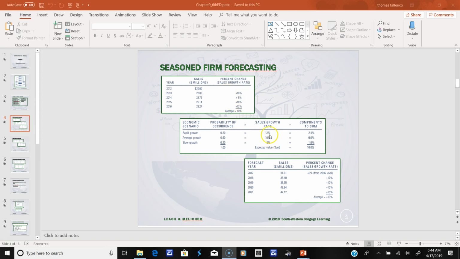And then the other way of looking at things is, if you remember expected return, they give you a range of probabilities of occurrence, right? You see them? 20%, 60%, 20%. Notice how it always adds up to 1. Multiply that by the sales growth rate, and you get 3 components that you simply sum. So if you add these 3 numbers up, you'll get 10%.